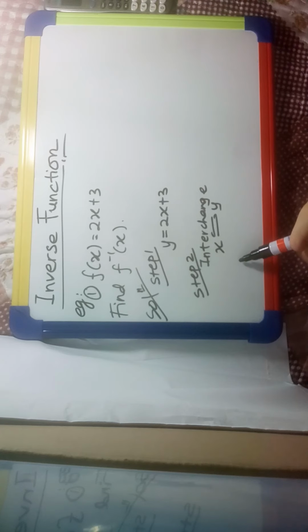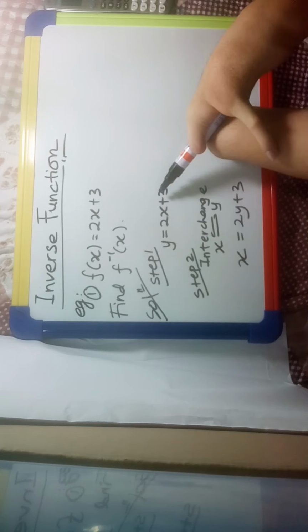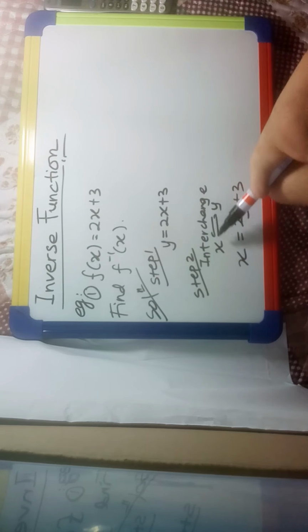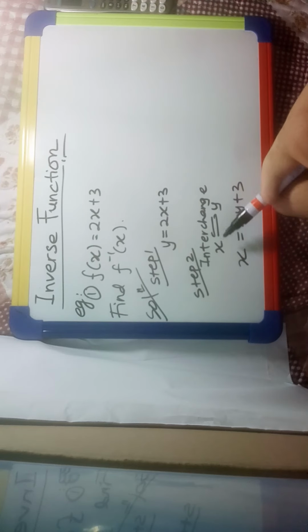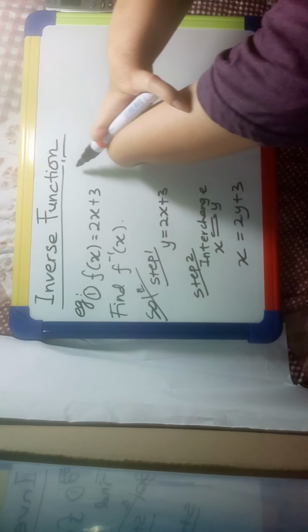How? Look carefully. Now I am writing x equal to 2y plus 3. Make comparison. This is y equal to 2x plus 3, but when I interchange between x and y, or in other words with a swap, y becomes x, x becomes y. Okay, clear? Step number 2. Okay, step number 3.